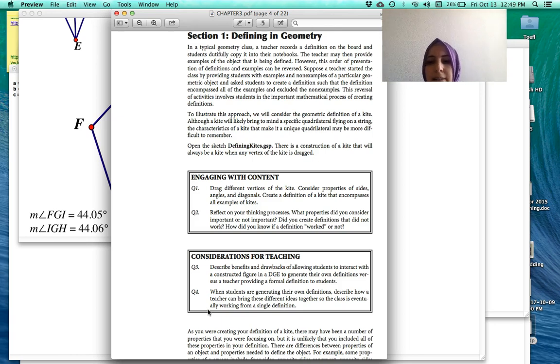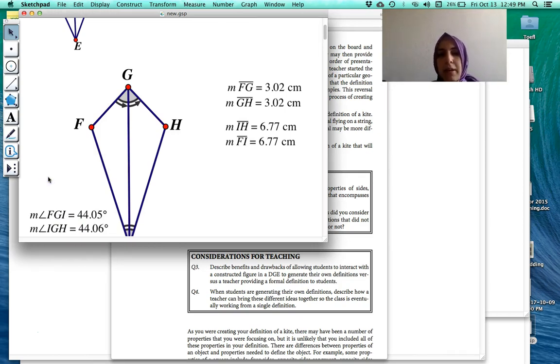I think that two sets of adjacent sides next to each other that are the same length, congruent, and one set of congruent angles are important because they make a kite. I can create a definition: there are two sets of adjacent sides that are the same length, congruent, and there is one set of congruent angles. As you see in my kite, diagonals are bisects.